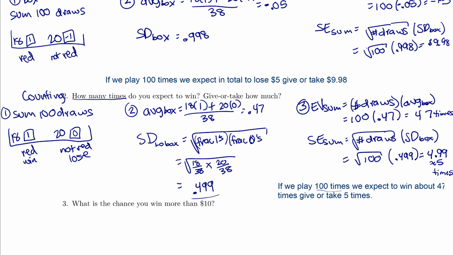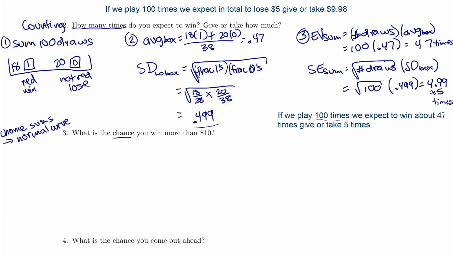Now, let's see. Number 3, what is the chance that you win more than $10? Anytime you are talking about sums, and you want the chance of sums, you have to use the normal curve. So there's lots of different chances we found in this class. We learned about log chances in chapter 13 and 14. But if you are talking about sums or totals, and they ask you for a chance, you have to be using the normal curve. That's the only way we know how to do it.